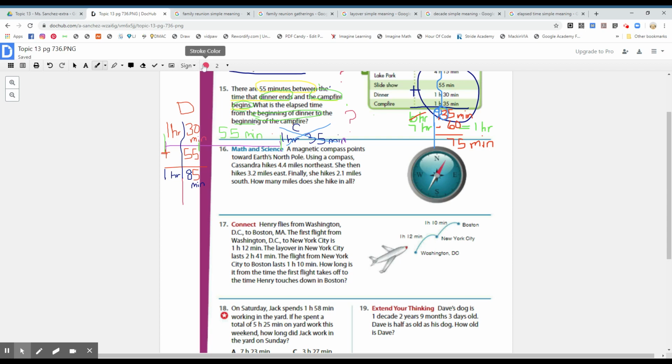Boys and girls, this one is easy. This has nothing to do with elapsed time. They just want to know how much she hikes in all, boys and girls.